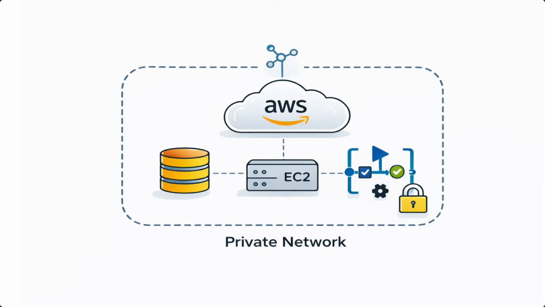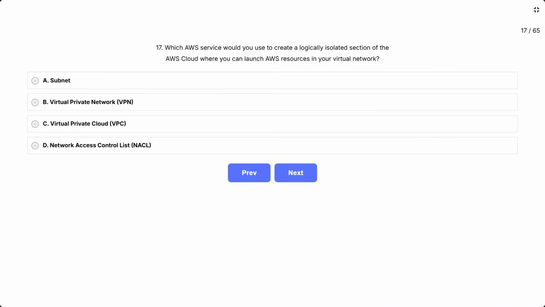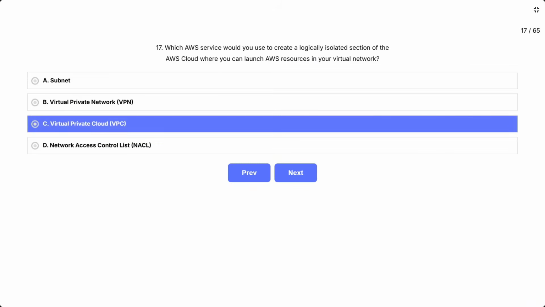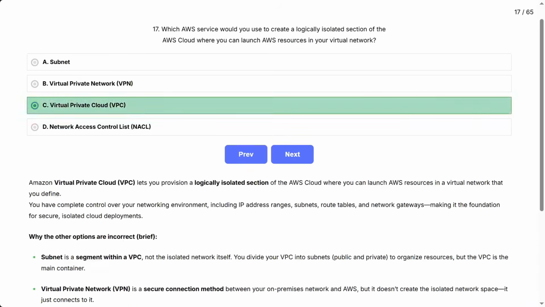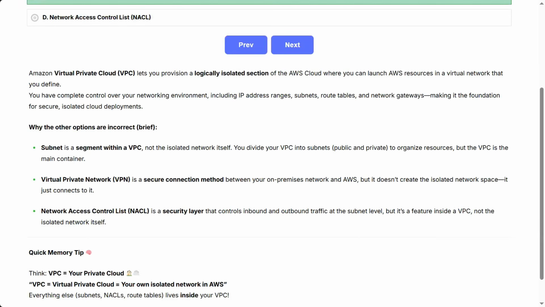Think of it as, what gives me my own private section of AWS to launch EC2 instances, databases, and other resources securely? The correct answer is C, Virtual Private Cloud, VPC. Amazon Virtual Private Cloud, VPC, lets you provision a logically isolated section of the AWS cloud where you can launch AWS resources in a virtual network that you define.